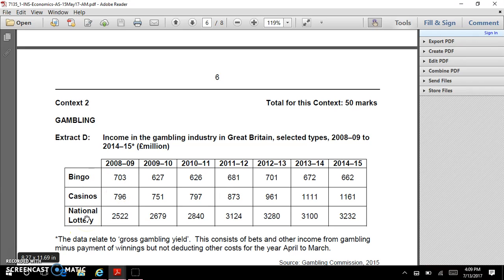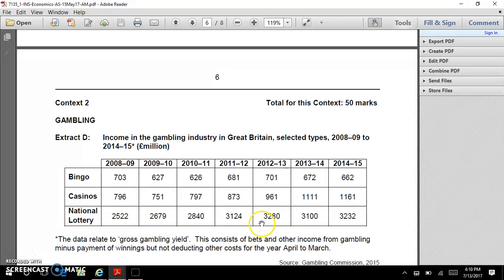2 points of comparison. So what I want you to do every single time is compare the year in which each variable had the highest value and the year when each variable had the lowest value. So in this case, 2 points of comparison, bingo. The highest level of bingo value was 703 million in 2008. And then next to that, the highest level of national lottery value was in 2012 to 2013 at £3,280 million.